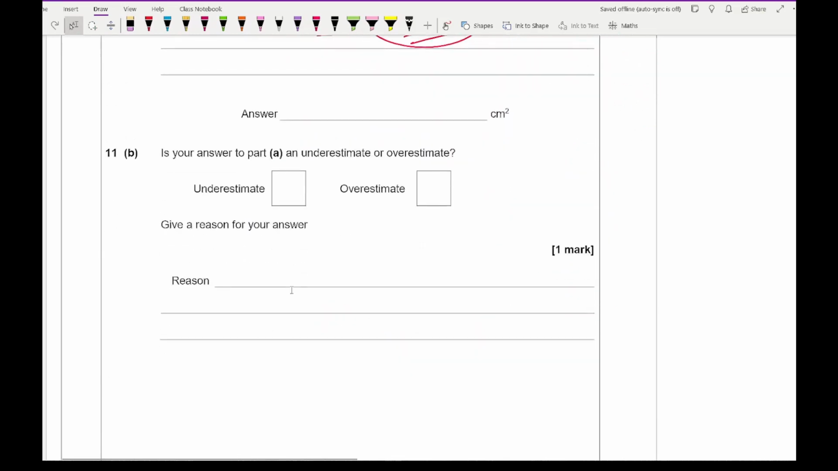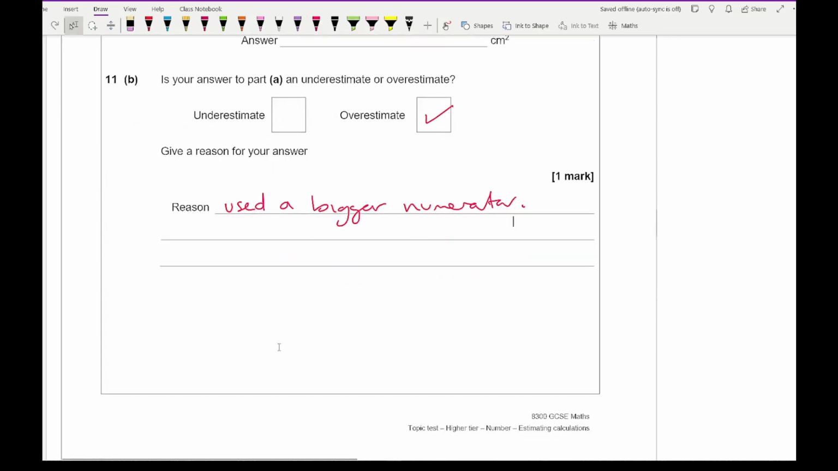Then for 11b, it says, is your answer in part A an estimate, underestimate or overestimate? Obviously this depends on what answer you've got. In mine it's an overestimate, and the reason for this is because we have used a bigger numerator. So something along those lines would be just fine.